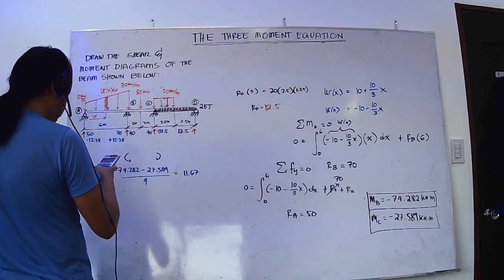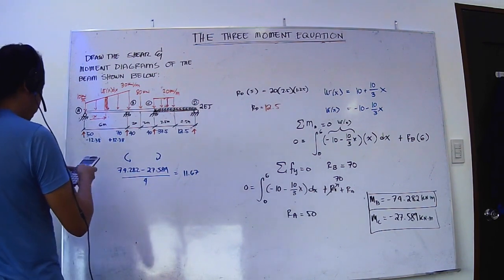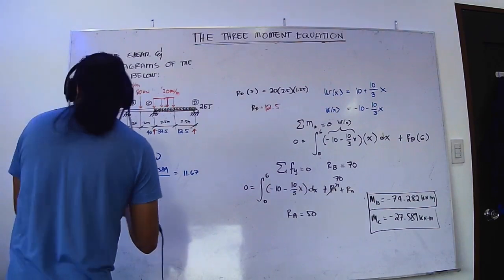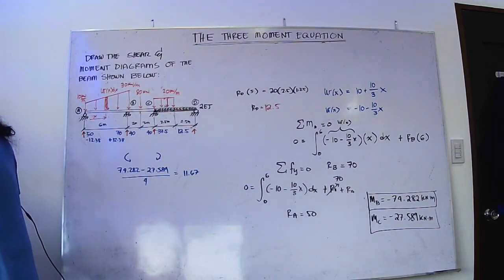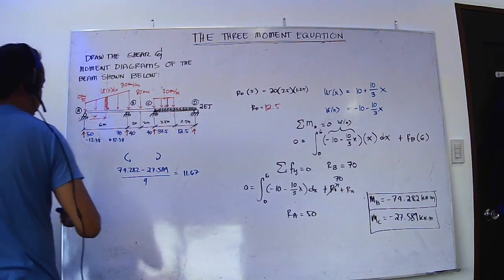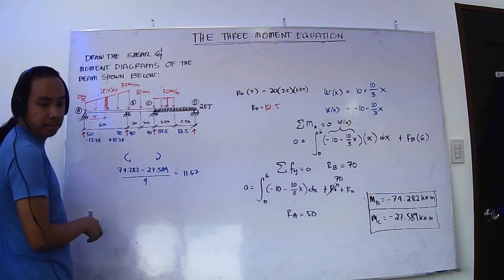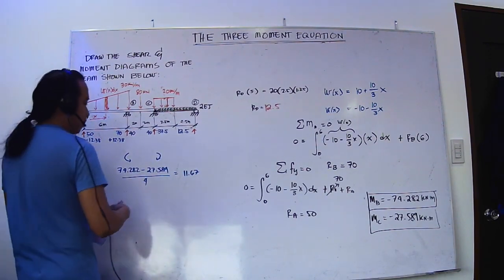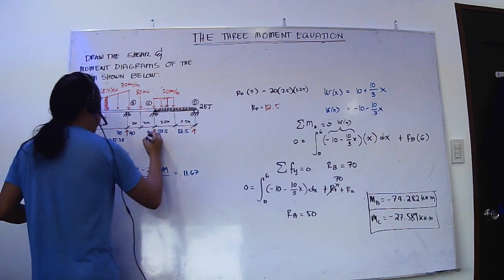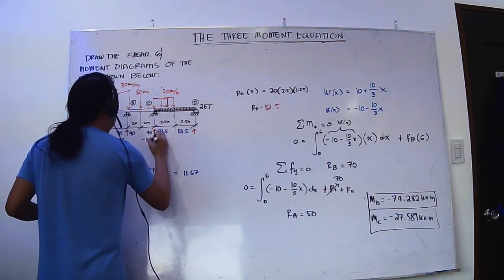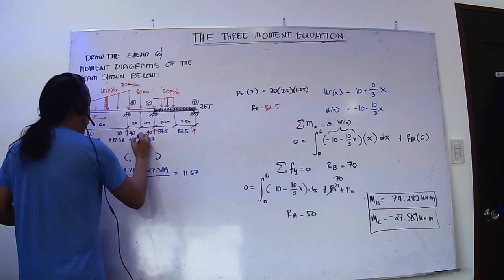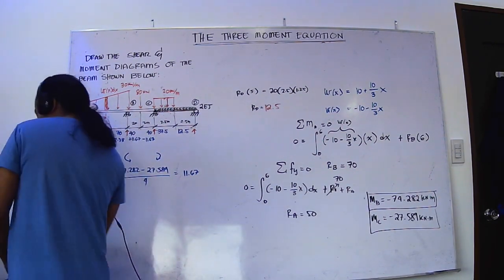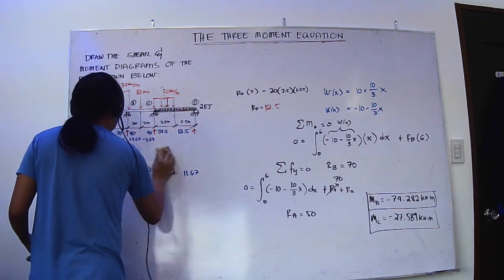74.282 minus 27.589 divided by 4. This is 11.67. So if that is 11.67, you have to check which side is stronger. Obviously this one is stronger, so you minus 11.67 here, okay? Plus 11.67 on the other side.